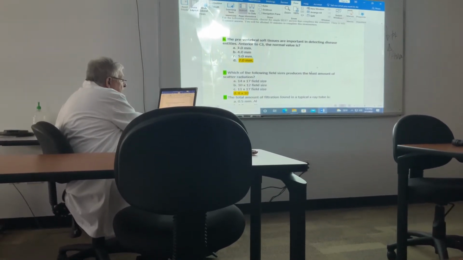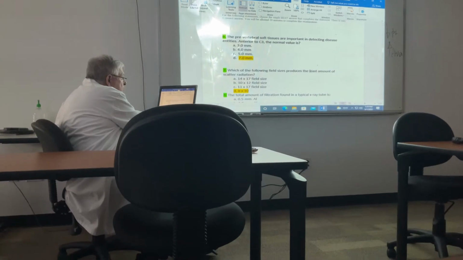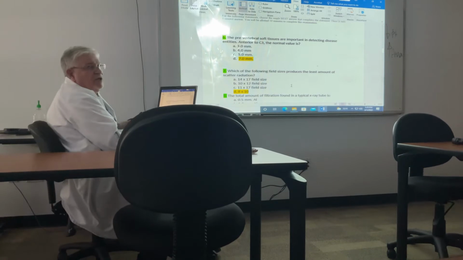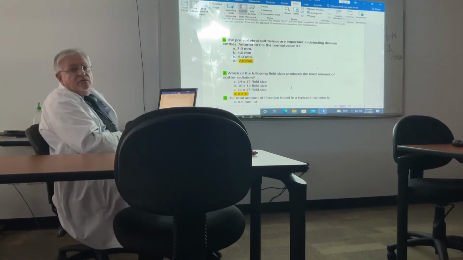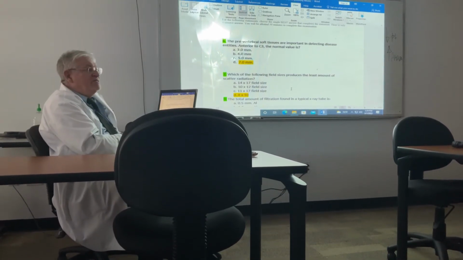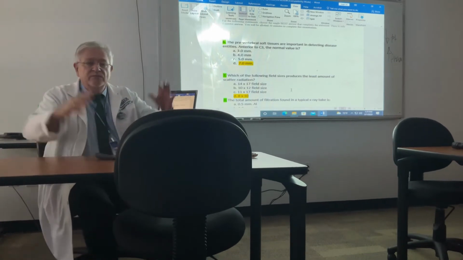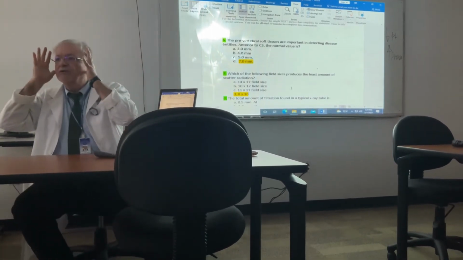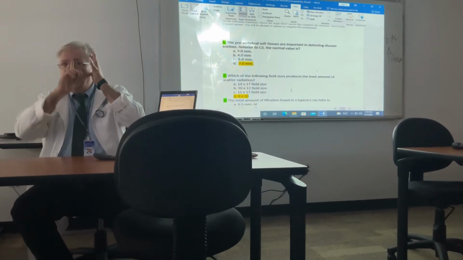The least amount of radiation. I've asked the question another way, which of these field sizes produces the greatest amount of scatter radiation? 14 by 17. So what do we say? Picture frame, keep it small. Why? Because look, where's my spine? Less exposure, right there. It's still in the middle.